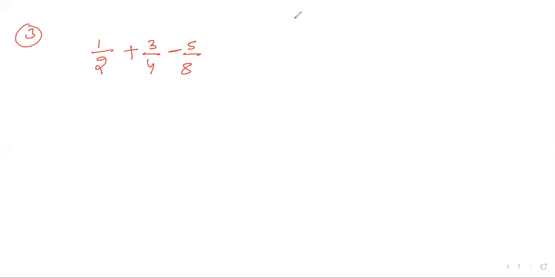So here the thing is I took three numbers. There are two options. First, you can add these two numbers. After getting the answer, you can subtract this. This is one procedure. After adding this, you can subtract from this. Or else I'll tell you one more method.